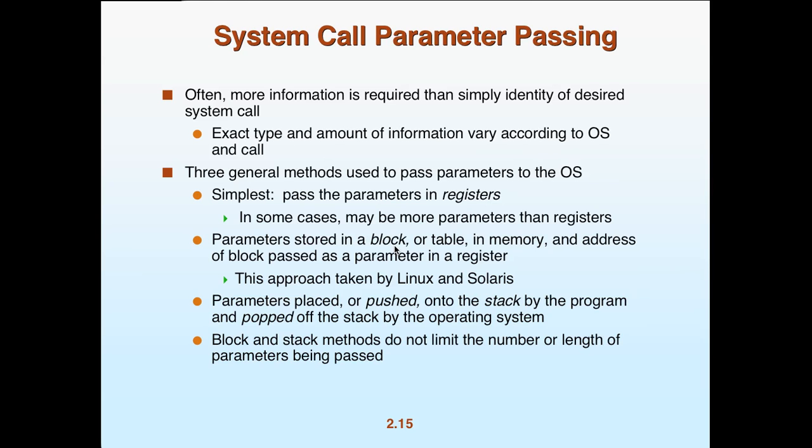3 general methods are used to pass the parameters to the operating system. The simplest method is to pass the parameters in registers. Load them up in memory so that they're available. Put them in a register. In some cases there may be more parameters than registers, depending upon the register size and configuration of the hardware. Parameters are stored in a block or maybe a table in memory, and then the address of the block is passed in a register. So putting them in like a temporary storing place that says, okay, these are all the parameters that are associated with the system calls that are going to be run.